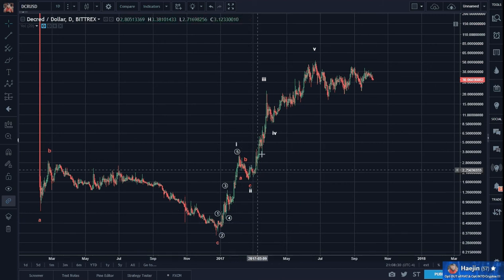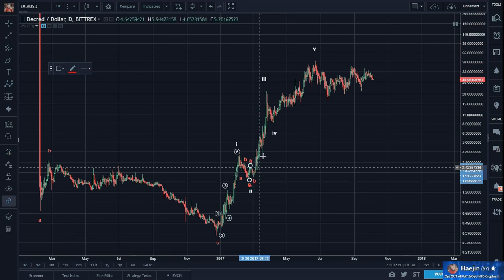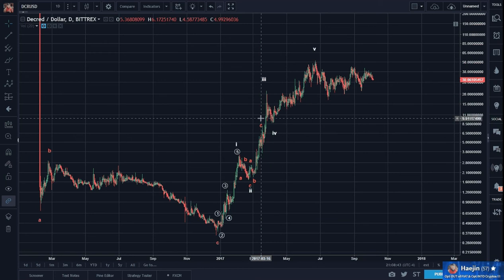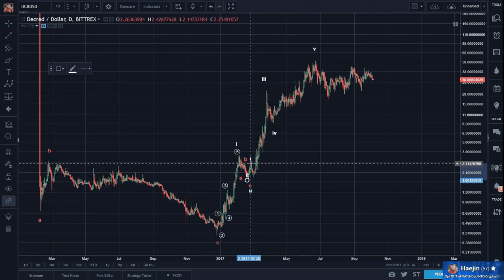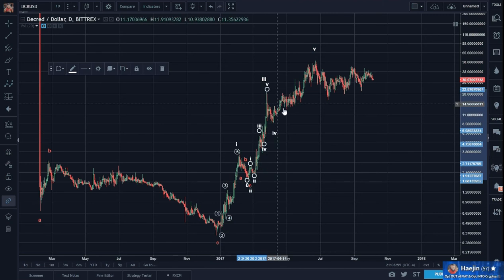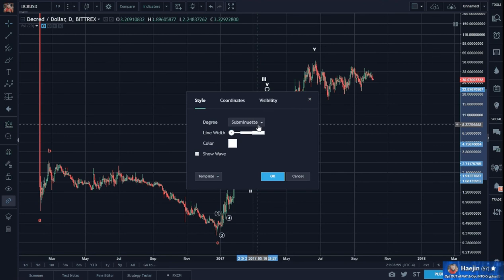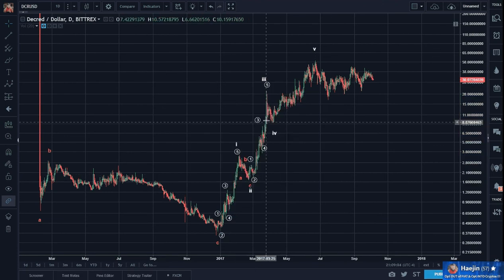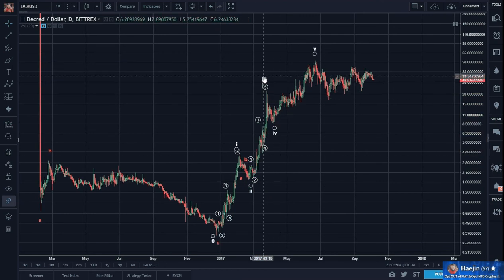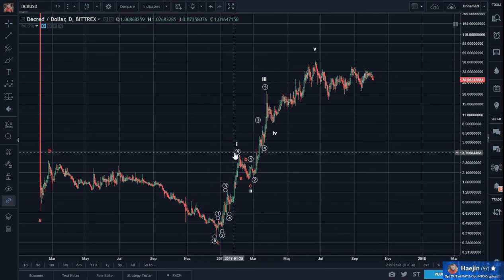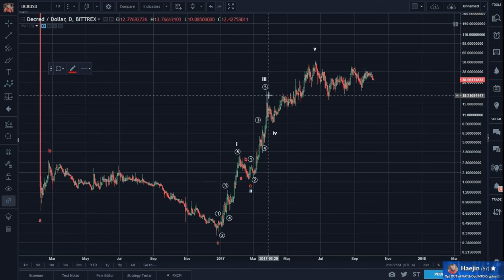And then after wave 1, wave 2, there's 3. 3 also has 5 waves. Let's see if we can count those 5 waves. 1, 2, 3, 4, 5. Sorry, I have to get the numbers, not the letters. 1, 2, 3, 4, 5. So these 5 waves become the subwaves of wave 3. So wave 1 must have 5 subwaves. Wave 3 must have 5 subwaves. Wave 2 only has ABC. Wave 4 also has only ABC. So all the odd numbers have 5 subwaves. All the even numbers have 3 waves.